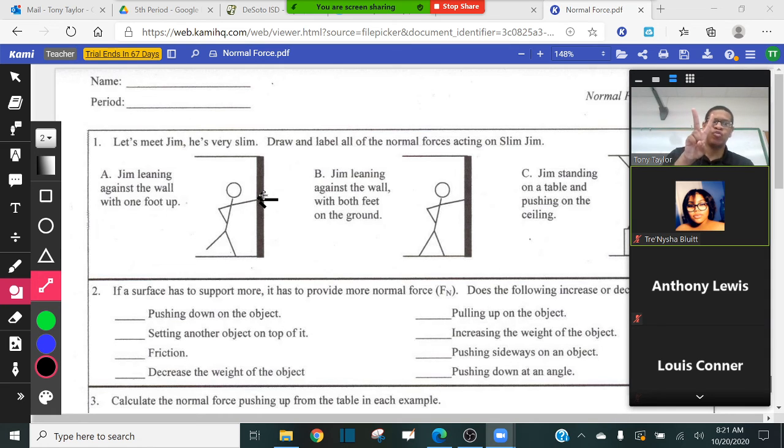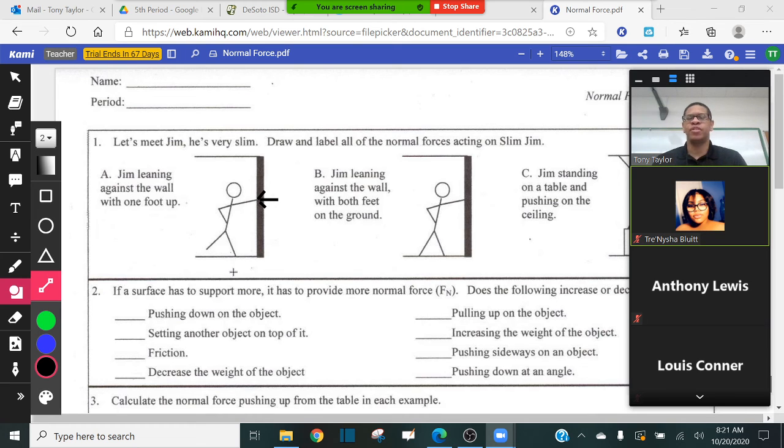So we have two normal forces acting on Jim here. There's the wall itself pushing against Jim. And that makes sense, guys. That's Newton's third law. That should be obvious. If Jim pushes against the wall, the wall by definition has to push back against Jim. Right? For every action, there's an equal and opposite reaction.